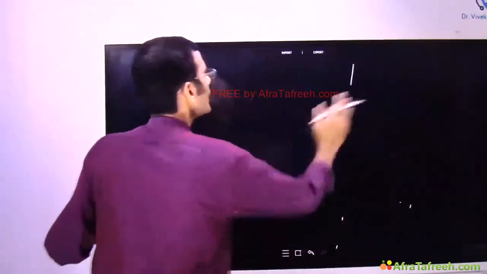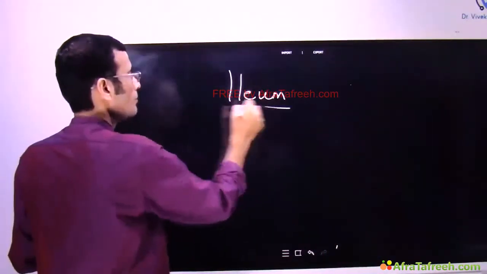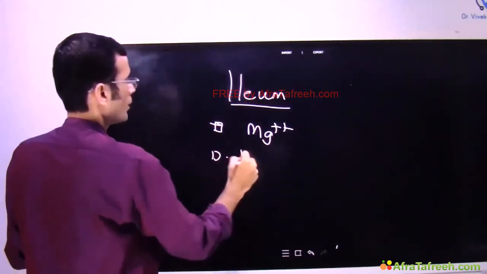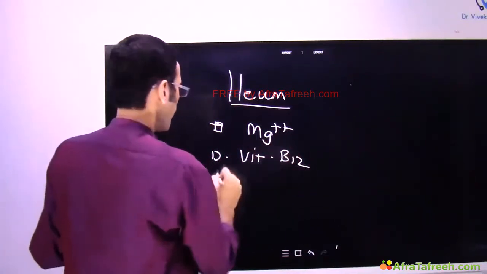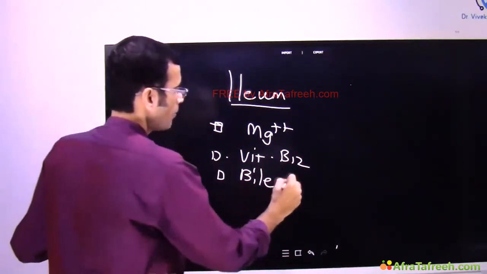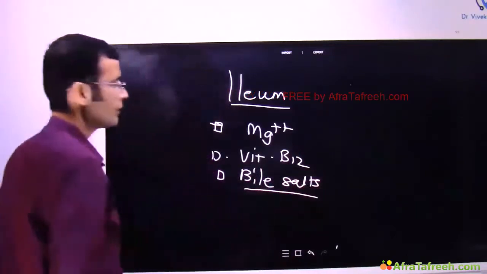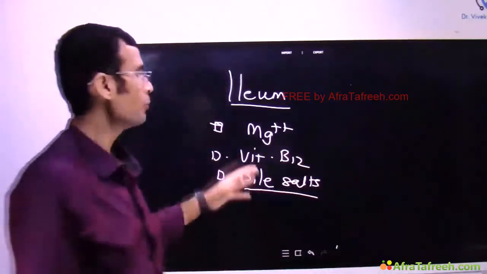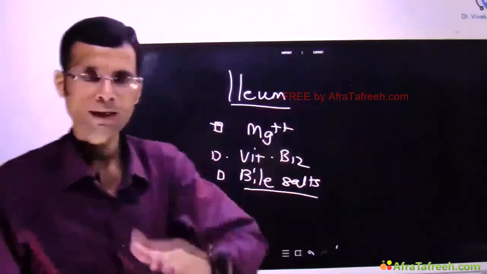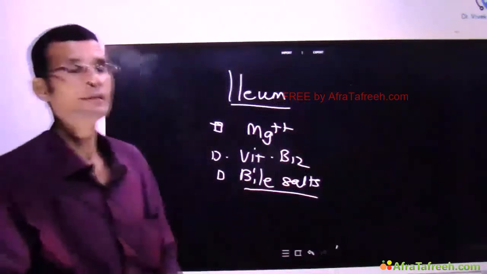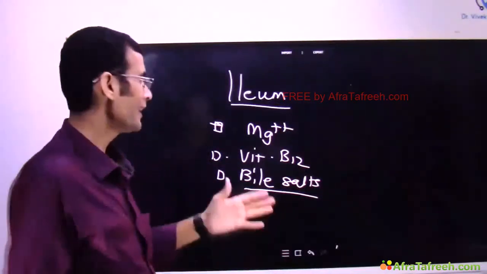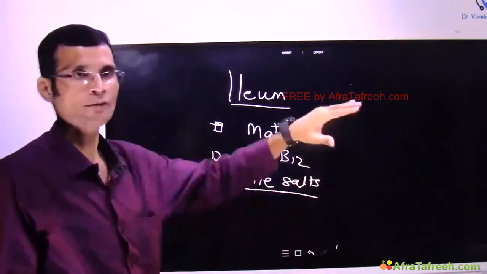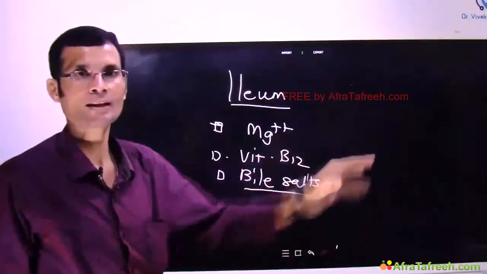Finally, ileum. What all things are absorbed from the ileum? As we have discussed, magnesium ions are absorbed from the ileum. Vitamin B12 is absorbed from the ileum. Bile salts are absorbed from the ileum. I wouldn't say absorbed. There is enterohepatic cycling of bile. So bile which has come from the gallbladder or from the liver into the duodenum is involved in fat digestion and absorption. Then it goes to the ileum, from where it will be absorbed. It goes back to the liver. That's called enterohepatic cycling of bile.